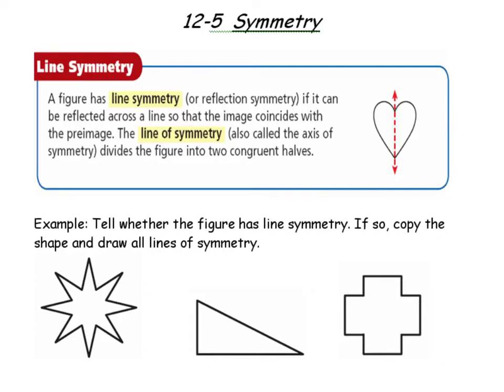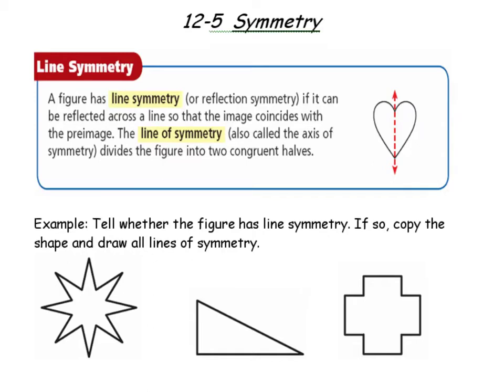A figure has line symmetry or reflection symmetry if it can be reflected across a line so that the image coincides with the pre-image. The line of symmetry is also called the axis of symmetry, and it will divide the figure into two congruent halves. Whatever's on one side has to be congruent to whatever's on the other side. So let's do an example.